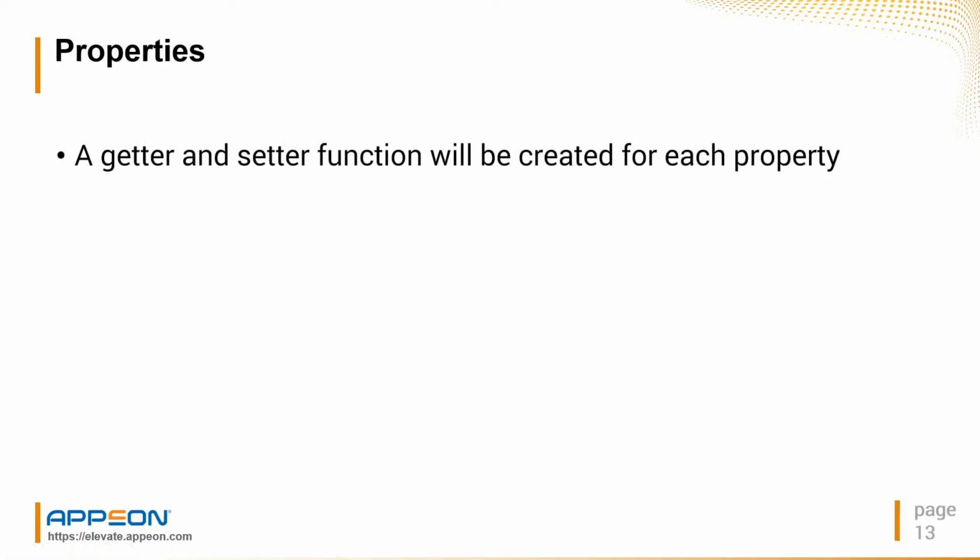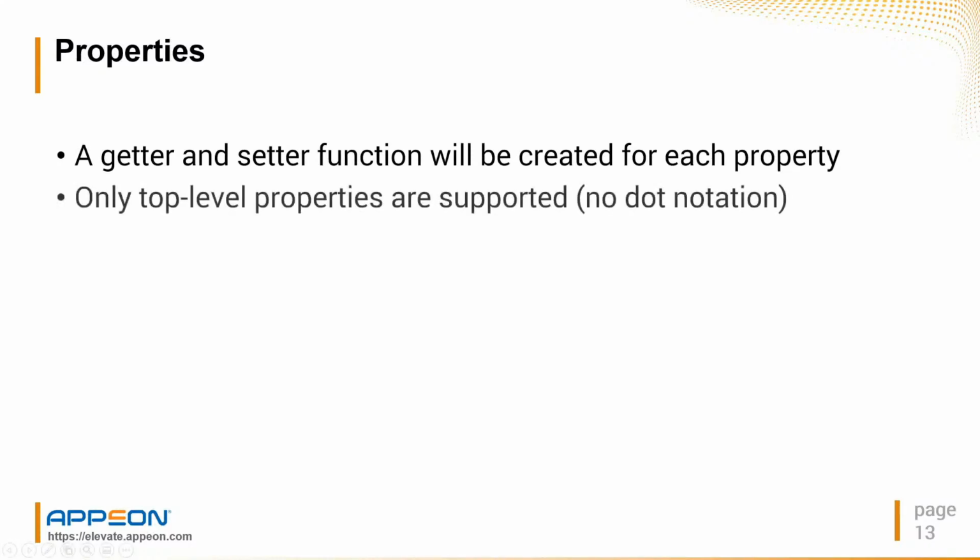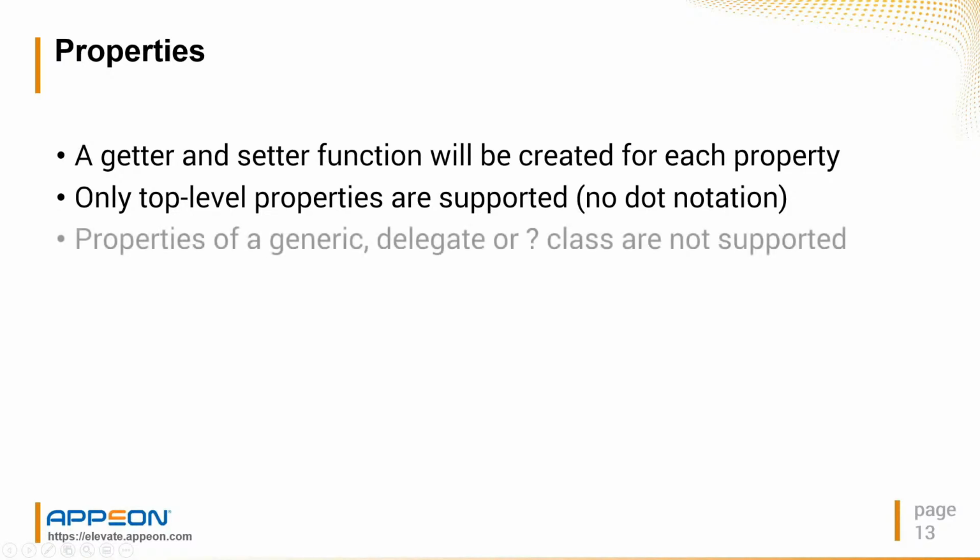Next, we'll look at properties. For every property that's in the .NET class that you're importing, the assembly importer creates a getter and setter function for it. Only the top level properties are supported. If you had a property that was a class, and of course that class had properties of its own, you couldn't access those properties of that object that's also a property. You can only do top level properties. And then properties of a generic, delegate, or question mark class are not supported.